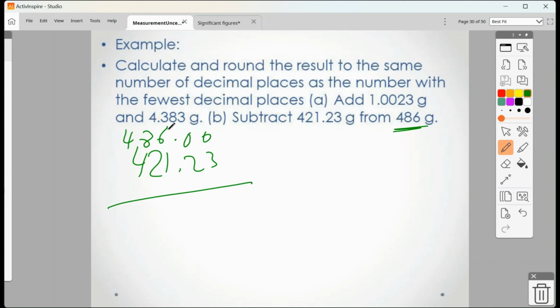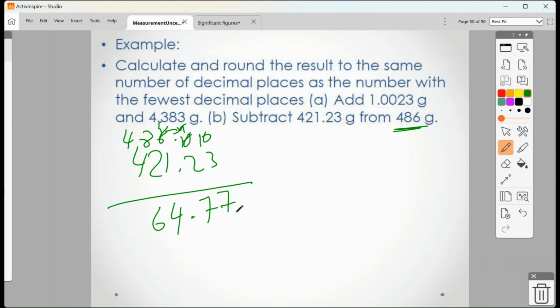Now I have to borrow from here. This would be 10. Again, when you borrow, this now is 9 and this is 10. 10 minus 3 is 7. 9 minus 2 is 7. This is now 5 because we borrowed 1. 5 minus 1 is 4. 8 minus 2 is 6. So the answer is 64.77.